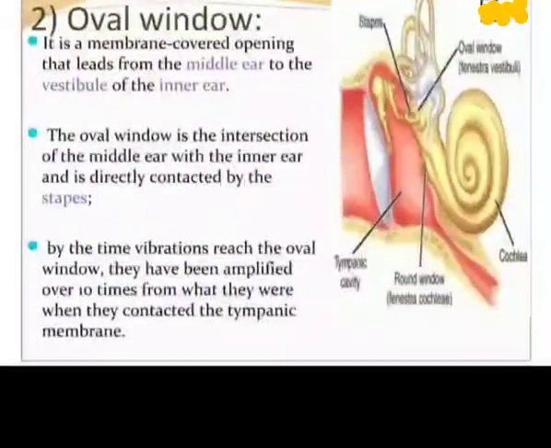Next is the oval window. So you can see here the diagram. It is a membrane-covered opening that leads from the middle ear to the vestibule of the inner ear. The oval window is the intersection of the middle ear with the inner ear. So this is the intersection between the middle ear and the inner ear, and it is directly connected by the stapes.